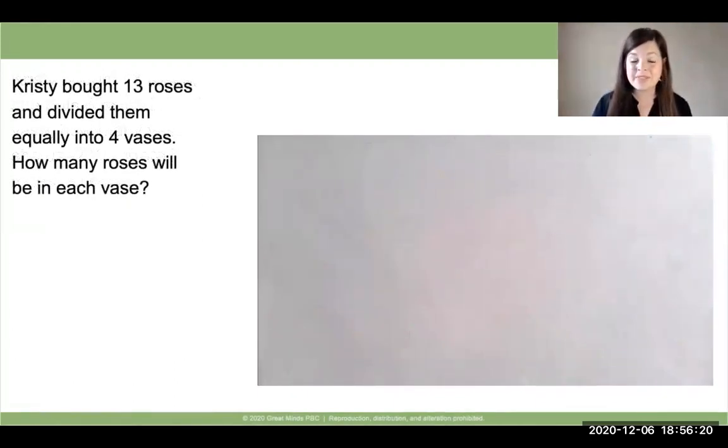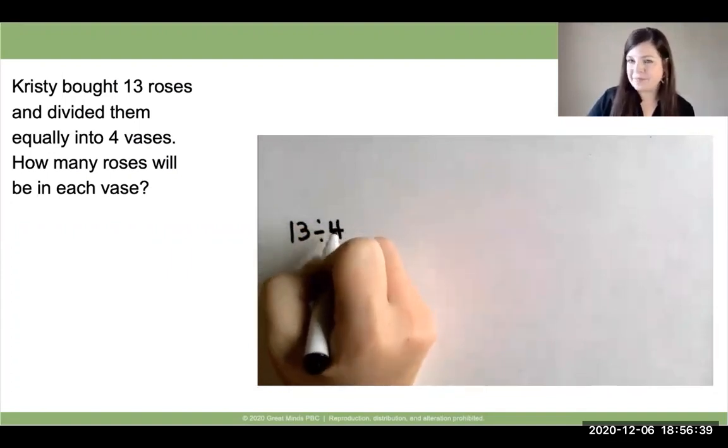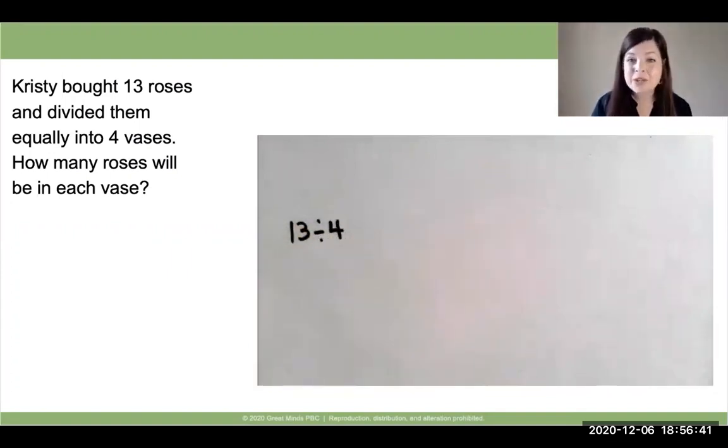Let's try another problem. Let's read it together. Christy bought 13 roses and divided them equally into 4 vases. How many roses will be in each vase? What division expression matches this story? 13 divided by 4. Now pause the video and draw a tape diagram that shows 13 roses being divided equally into 4 groups. Then come back and compare your drawing with mine.